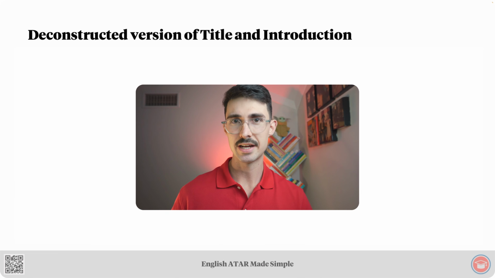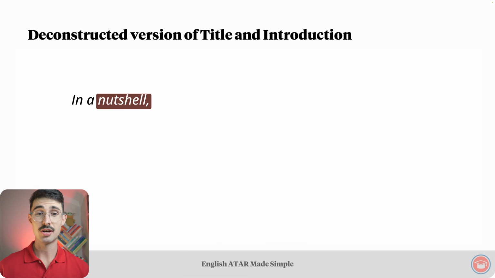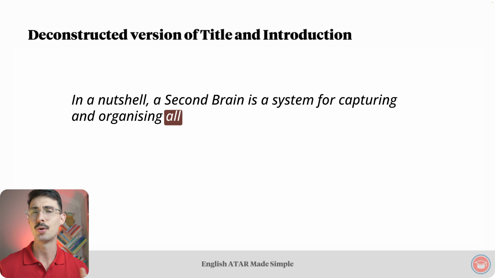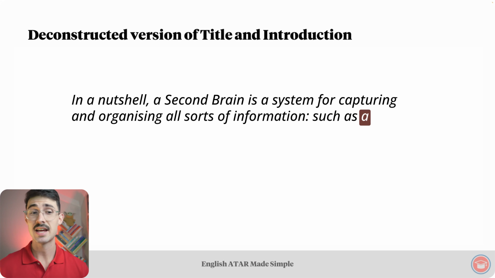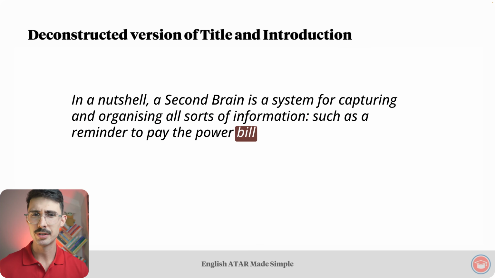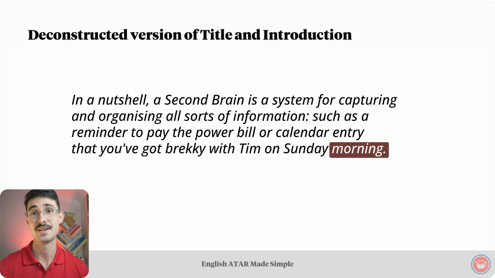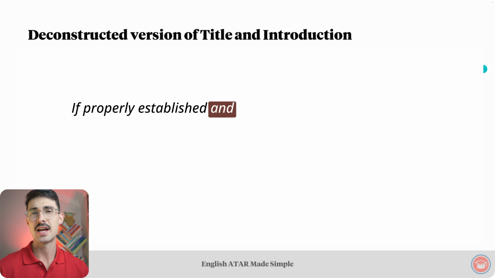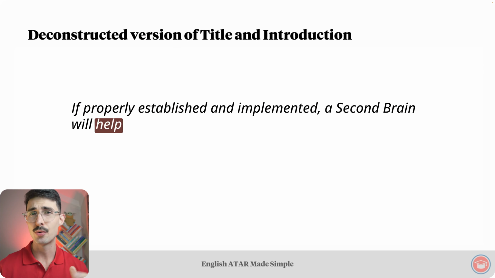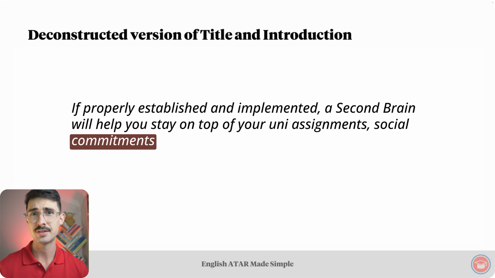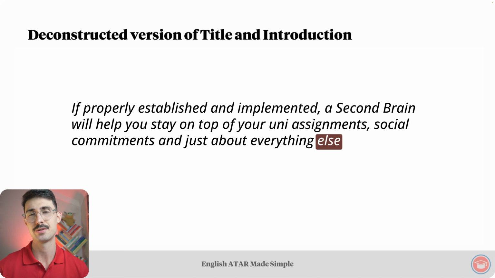This is the contextualize element. In a nutshell, a second brain is a system for capturing and organizing all sorts of information, such as a reminder to pay the power bill or calendar entry that you've got brekkie with Tim on Sunday morning. If properly established and implemented, a second brain will help you stay on top of your uni assignments, social commitments, and just about everything else in between.